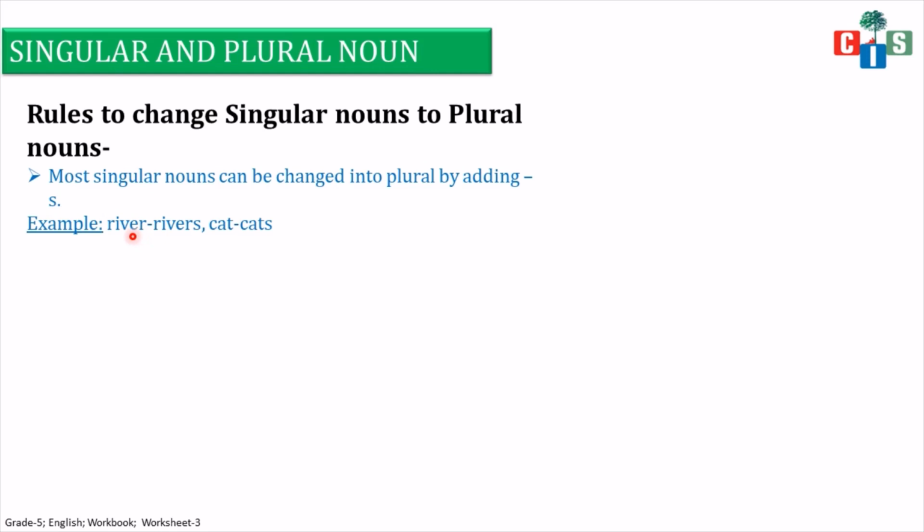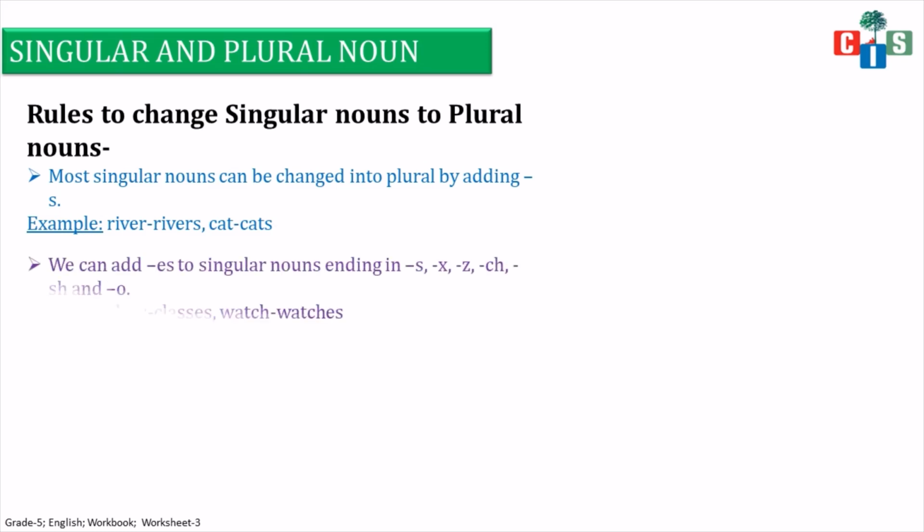Like river. River is a singular noun. When we change it into plural, we have to add s, so it will become rivers. Okay. Cat. Cat is a singular noun. When we add s to that, it will become cats. It will be a plural noun.